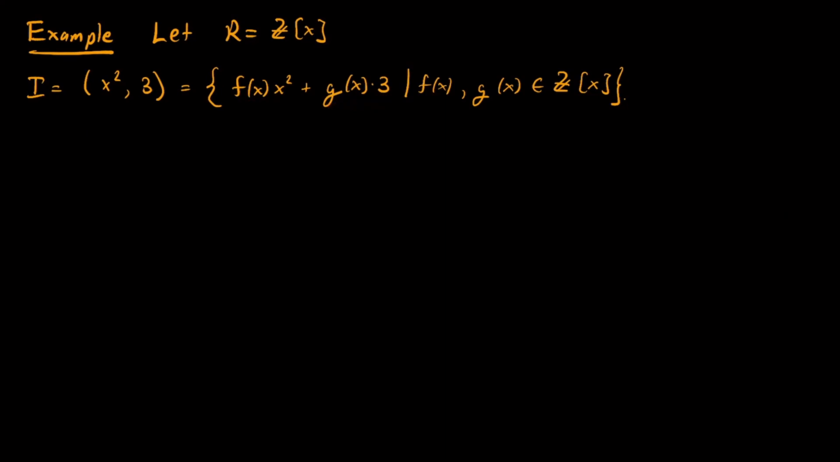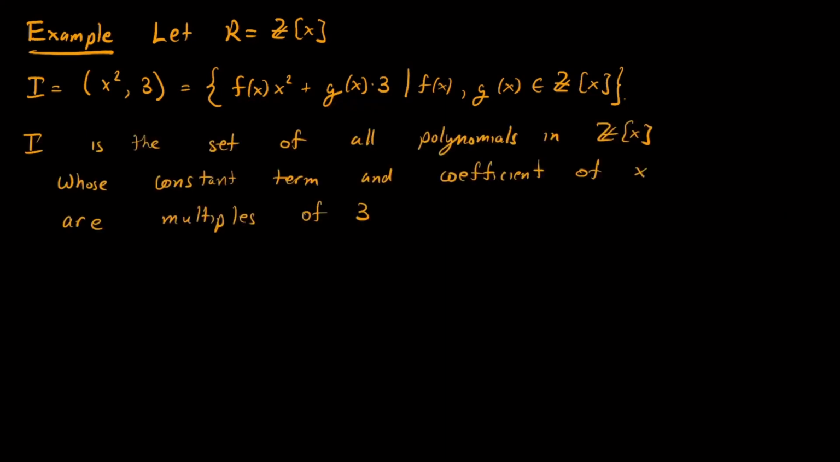So I can summarize this neatly. I is the set of all polynomials in Z[x] whose constant term and coefficient of x are multiples of 3. So that's an interesting example of an ideal.